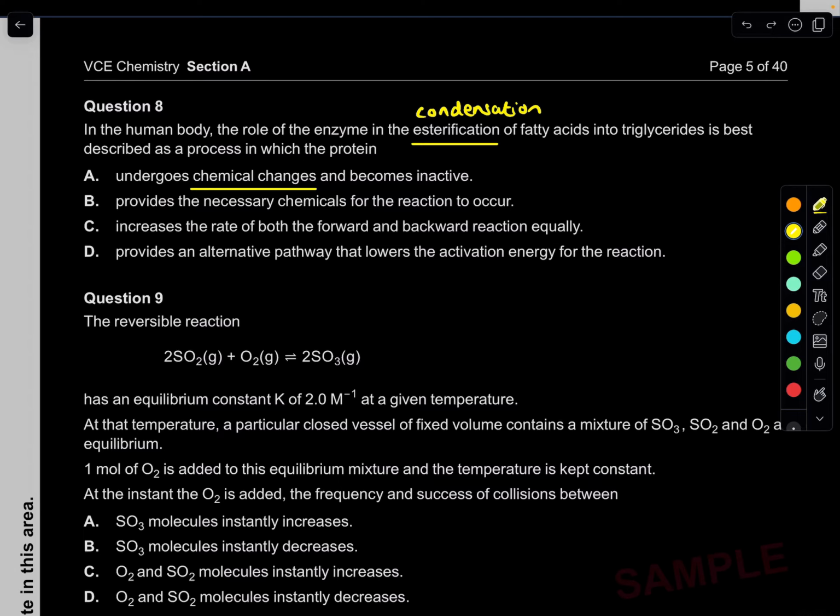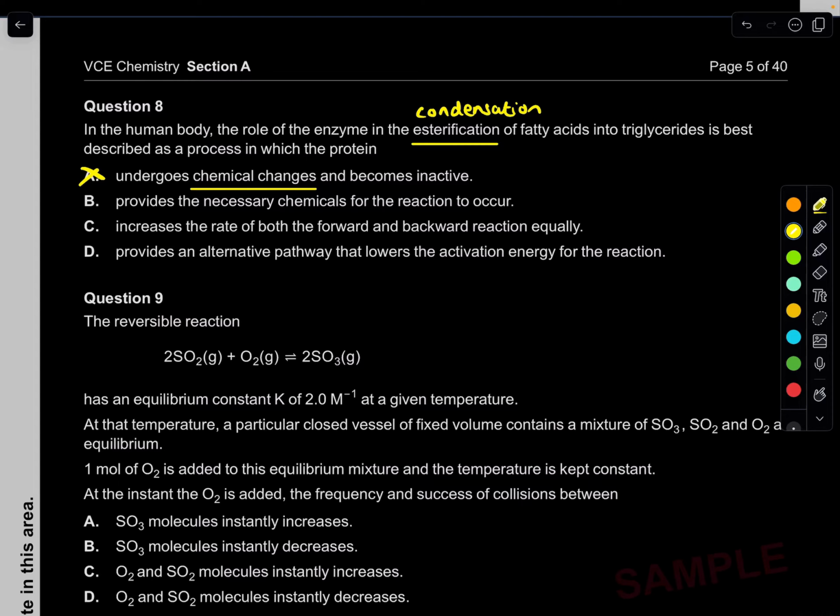And hence it doesn't undergo any chemical changes. It doesn't even undergo physical changes. You use it and it comes out unchanged, unaffected. Be careful with the wording here. Undergoes chemical changes? No, not even chemical changes. Provides the necessary chemicals for the reactions to occur? No. An enzyme does not carry any chemicals.